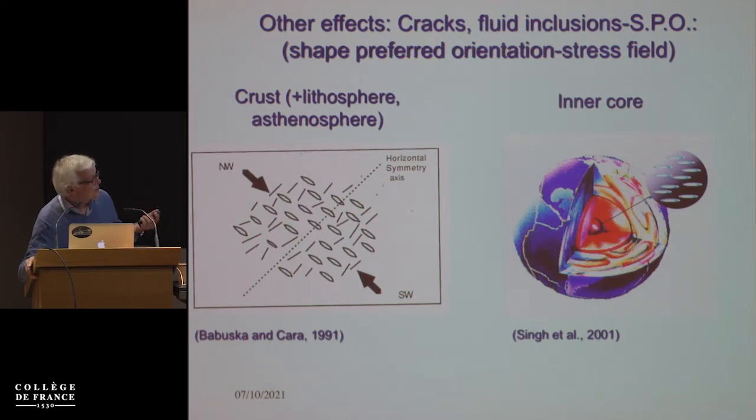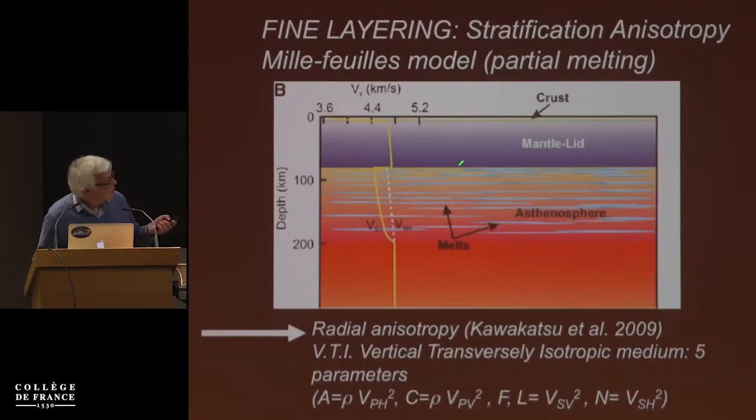And whereas the previous CPO was more sensitive to the strain field, this phenomenon is present not only in the crust and in the asthenosphere, but we propose that it is also present in the inner core, where we might have some layer with fluid inclusions of iron. So you see that we have two different phenomena, CPO and SPO, and an extreme case of SPO, which is due to very elongated layers.